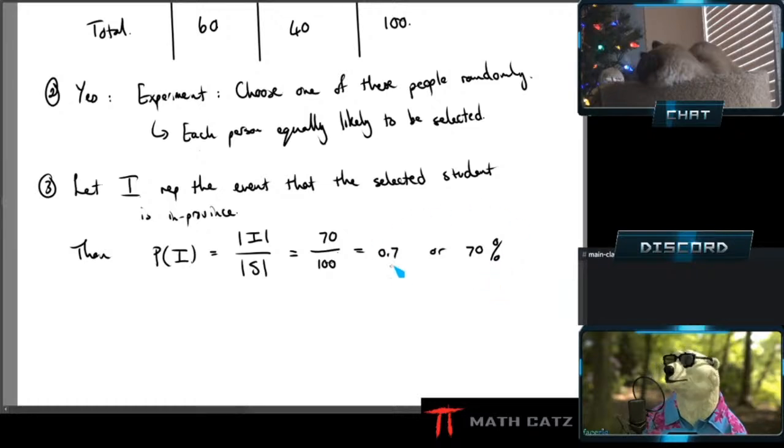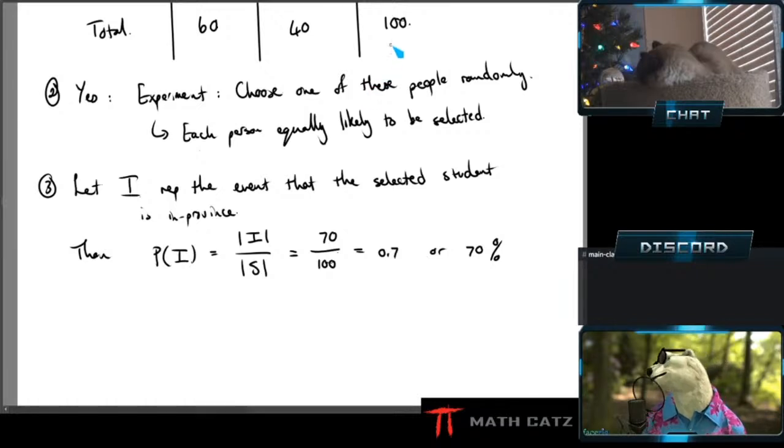Now you can interpret this and say, ooh, this is closer to 1 than it is to 0. So it's more likely than not that I get an in-province student. If I were to select one person right now, I'm pretty confident I'll get an in-province student. It's fairly likely. But it's just a number to give me a sense of what I expect can happen, or is most likely going to happen.